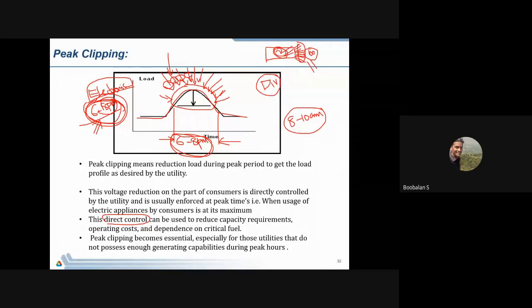So this is what a direct control method is. A direct controlled consumer is directly controlled by the utility and easily enforced during peak time, right? So electrical appliances definitely will be higher at that time. This is what they directly control, from the consumer side as well as the utility side.